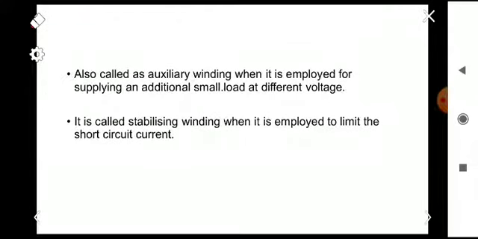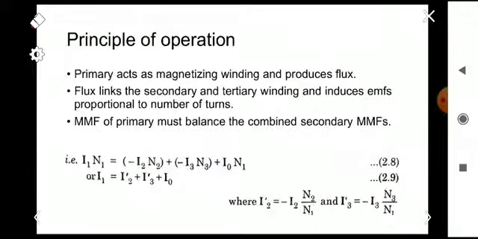It is also called an auxiliary winding when it is employed for supplying an additional small load at different voltages. If the application is to supply an additional small load at different voltages, it is called auxiliary winding, and it is called a stabilizing winding when it is employed to limit the short circuit current.